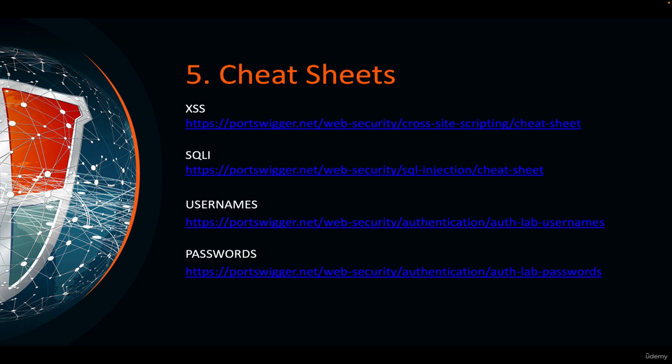Number 5, have your cheat sheets ready from Portswigger. The first one is the cross-site scripting cheat sheet. You need that, right? You totally need this because you might stumble across a lab where you need to brute force the tags which are being allowed, or the event handlers which are being allowed and stuff like that. So you have that ready.